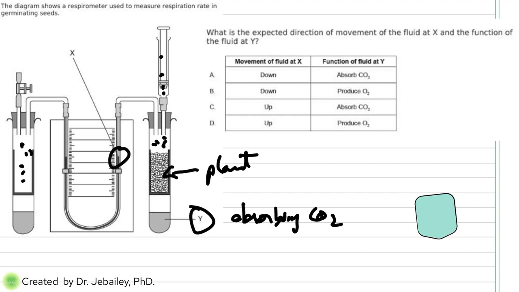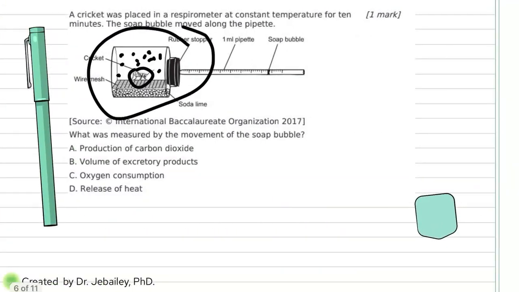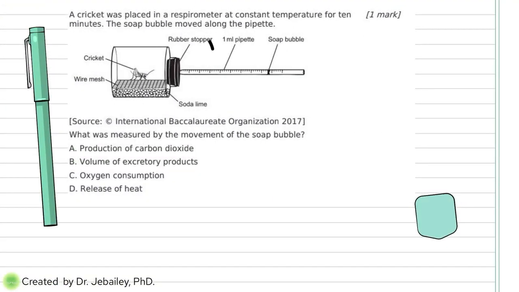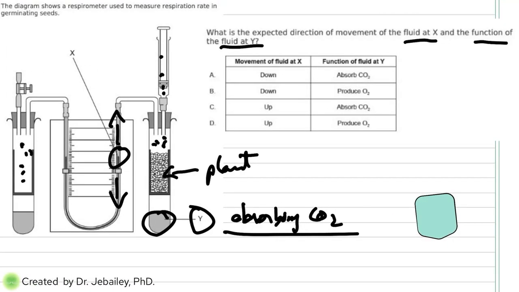So let's look at what we have here. What is the expected direction of the movement of the fluid at X? That means, is the X going to move this way or is the X going to move that way? And the function of the fluid at Y. What exactly is the Y? If you remember, Y is about absorbing CO2. Let me show you back on the picture here so you can see what I'm talking about. You see that Y is the solder line, which is right here in the bottom, and this is what's absorbing what? CO2. Because you don't want CO2 to manipulate the pressure, you just want oxygen to manipulate the pressure in the air.